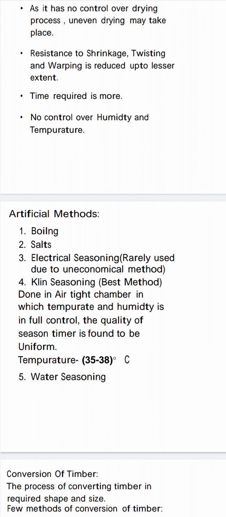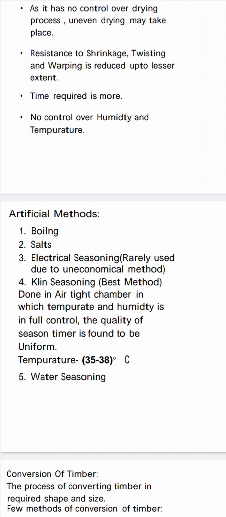Kiln seasoning is done in an airtight chamber in which temperature and humidity are in full control. The quality of seasoned timber is found to be uniform. Temperature 35 to 38 degrees Celsius. Water seasoning.